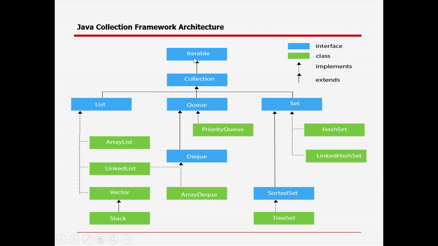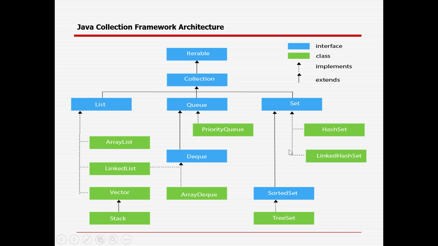So there are a couple of colors. You can see the blue color. Blue color symbolizes the interface, and the green square boxes symbolize the classes. And there are two kinds of lines. One is a solid arrow, one is a dotted arrow. A solid arrow is nothing but extending, and a dotted arrow is implementing. You already learned that: class to class it will be extends, interface to interface it will be extends again, and interface to class it will be implements.